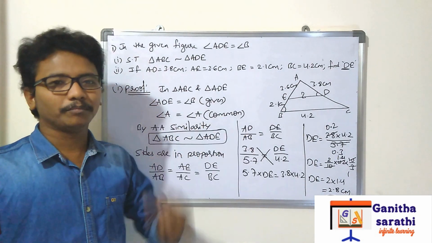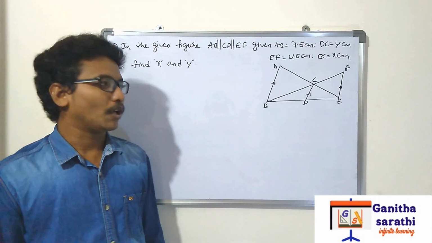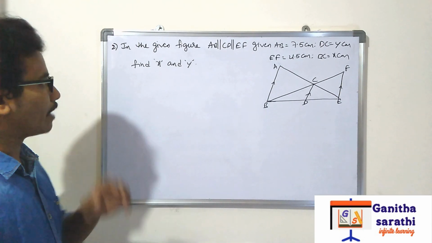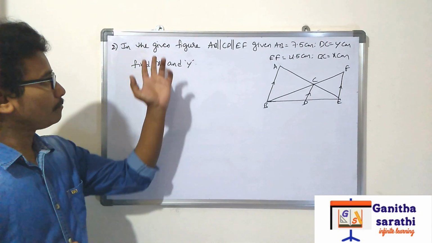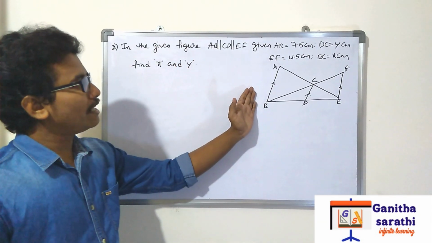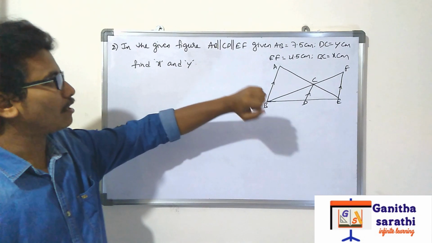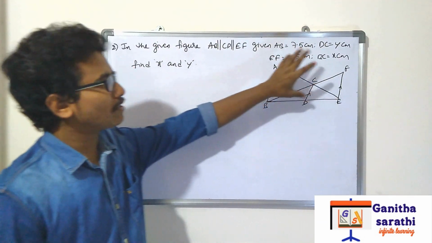Now let us move on to the next problem. Now see the problem which is on the board. This is a very important model. Just listen carefully. In the given figure, AB is parallel to CD, CD is parallel to EF. This is the figure. Some dimensions are given.